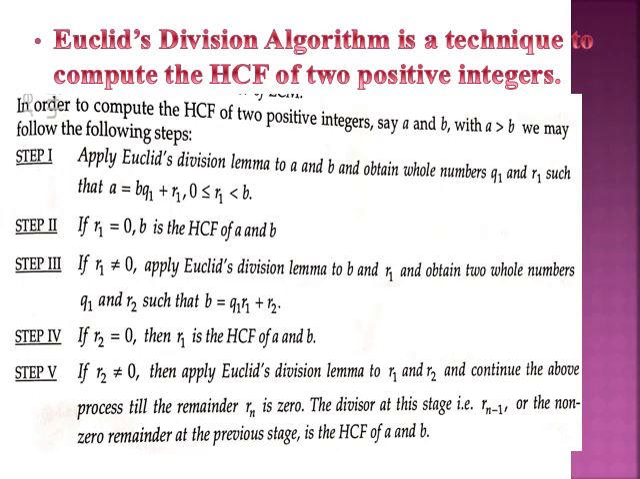Now here again if the remainder is 0, then r1 is nothing but the HCF of a and b. And if r2 is not equal to 0, then again we apply the division lemma to r1 and r2 and continue the above process till the remainder is 0. The divisor at this stage is the HCF of a and b. My dear students, you will understand this from the example.